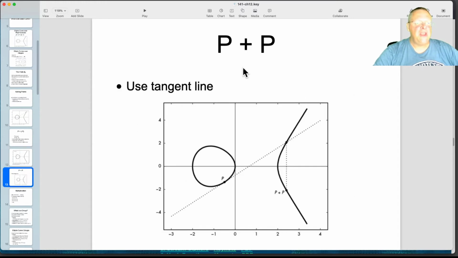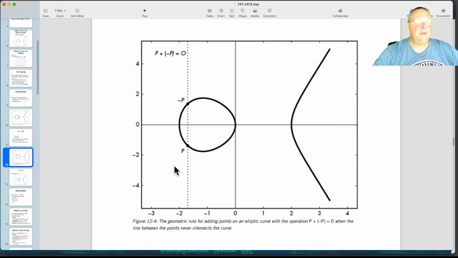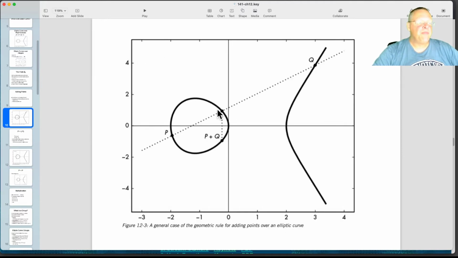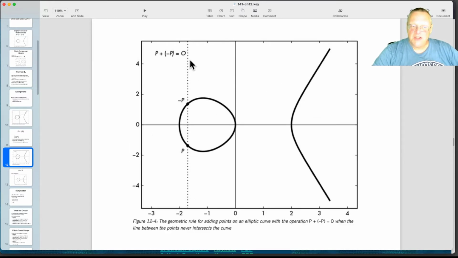And then the other thing you might want to do is add a point to itself. And the rule there is use the tangent line. That will take you to another point and then take the inverse of that one. Why is P plus minus P infinity? Because, remember up here, when you combine these two, P and Q, you connect them with a line and you find the other point. But if you combine P with minus P, this is the line, and it never crosses either of the curves again.